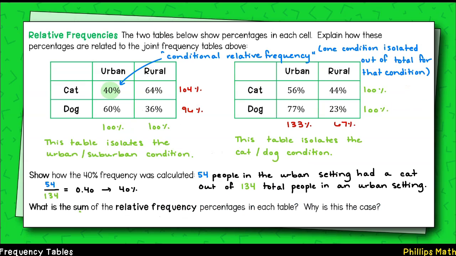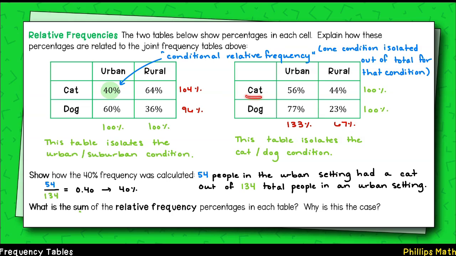We can fine-tune our percentages into conditional relative frequencies, which allows us to isolate just one condition. On the left-hand side, our location has been isolated, urban or rural. Notice the margins for each column sum to 100%. What we are saying here is that 40% of the people who live in an urban setting have a cat, so that means that 60% of urban dwellers have a dog. Similarly, 64% of the people who live in a rural setting have a cat, while 36% of those in a rural setting have a dog.